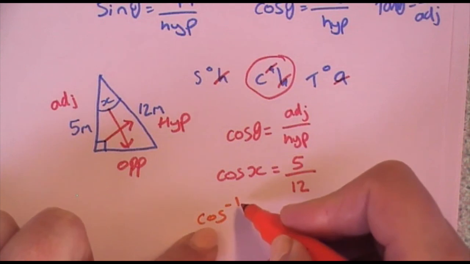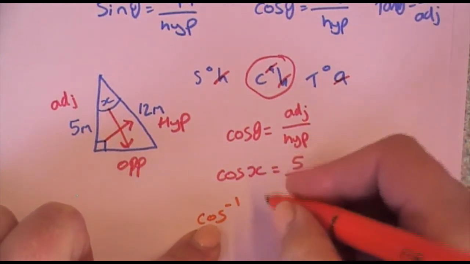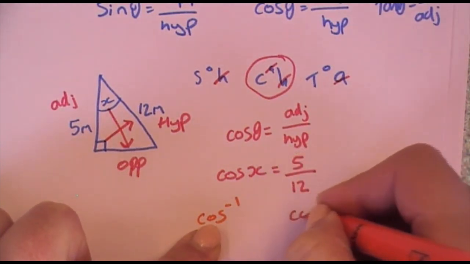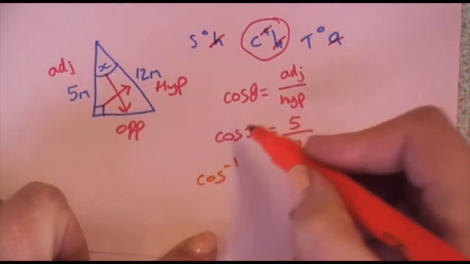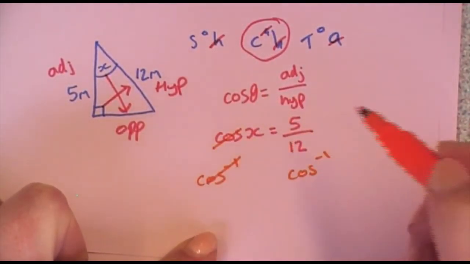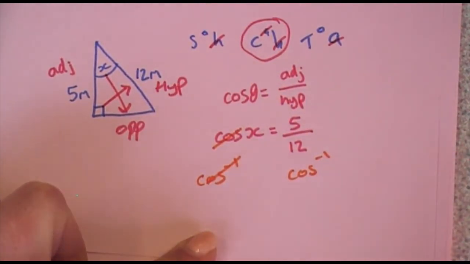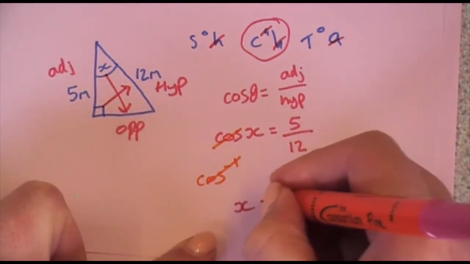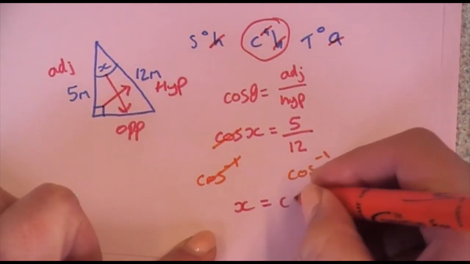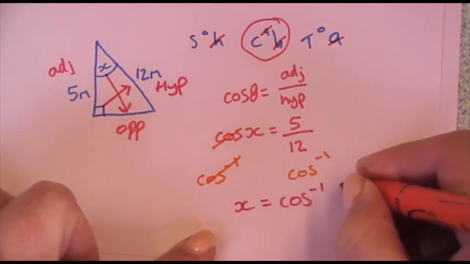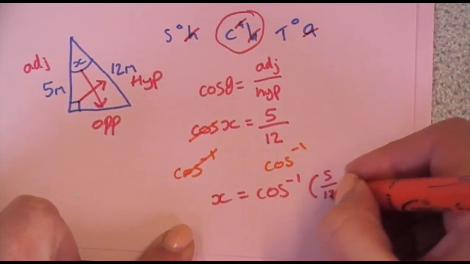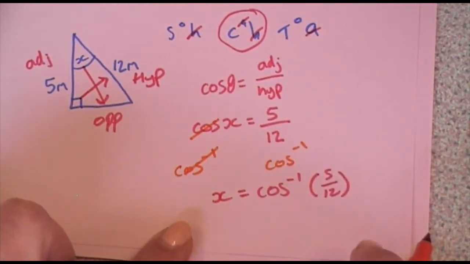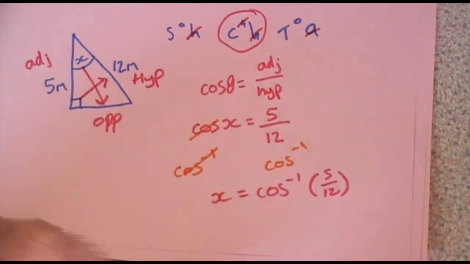So cos to the power of -1 and cos to the power of -1. Now what you end up with here is cos cancelling down, leaving you with x equals cos to the -1 of 5 over 12.